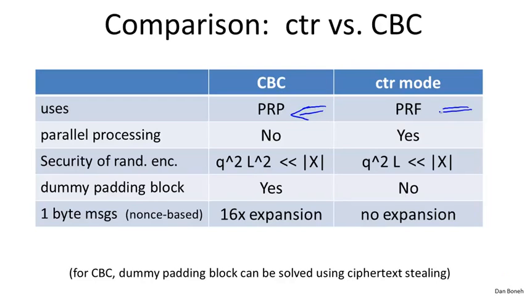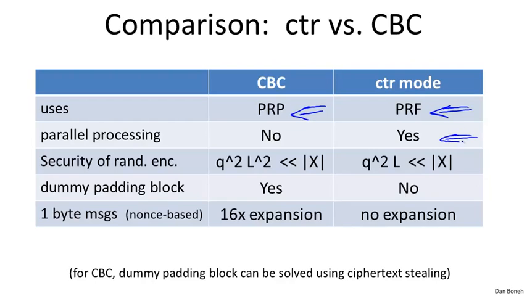Whereas in counter mode, we only need a PRF. We never ever use the decryption capabilities of the block cipher. We only use it in the forward direction, only encrypt with it. Because of this, counter mode is actually more general, and it can use primitives like Salsa, for example. Salsa 20, if you remember, is a PRF, but is not a PRP. So counter mode can use Salsa, but CBC cannot. And in that sense, counter mode is more general than CBC.